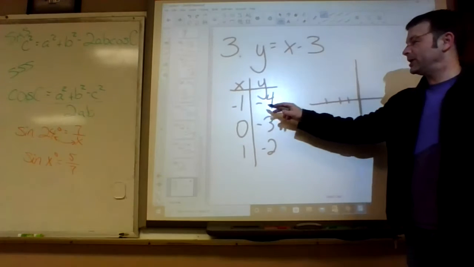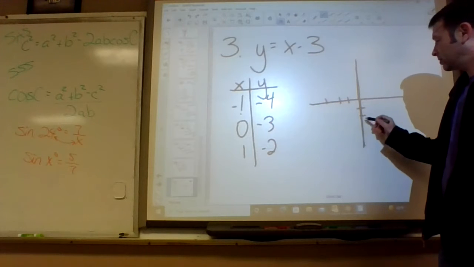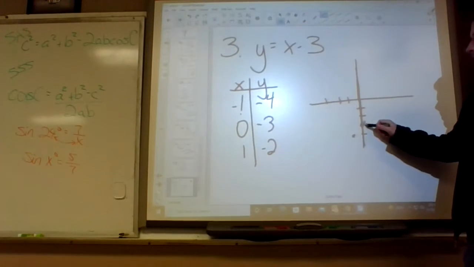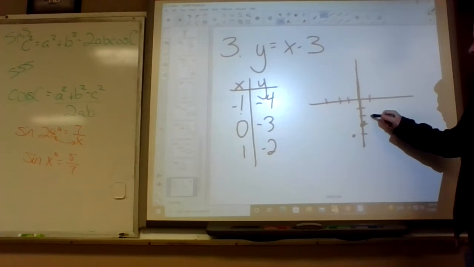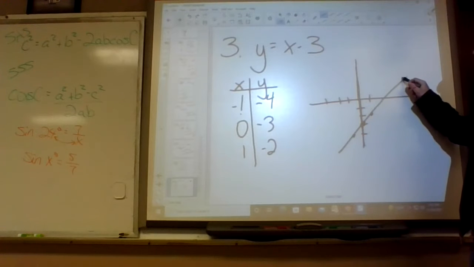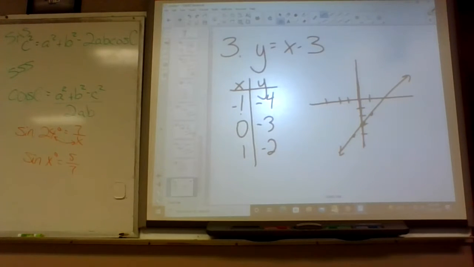Okay, where's -1, -4 at? Left 1, down 4. So it should be about right there. 0, -3 is down 3. 1, -2. Right 1, down 2. Should we draw a line? Yes, we should. Because the domain is unlimited, therefore the points are unlimited. So you draw a line.